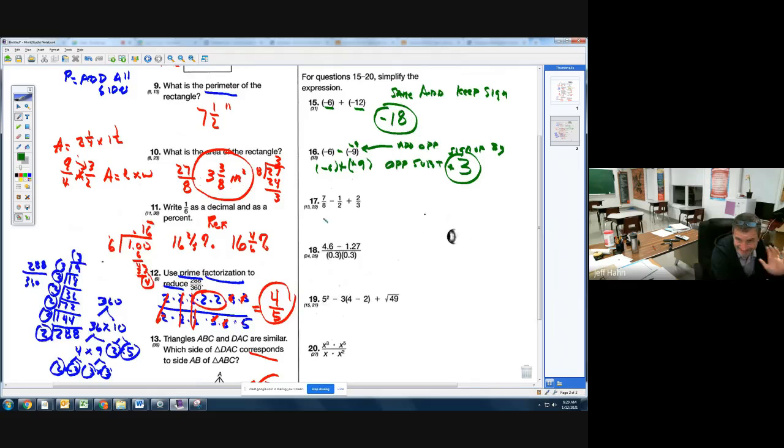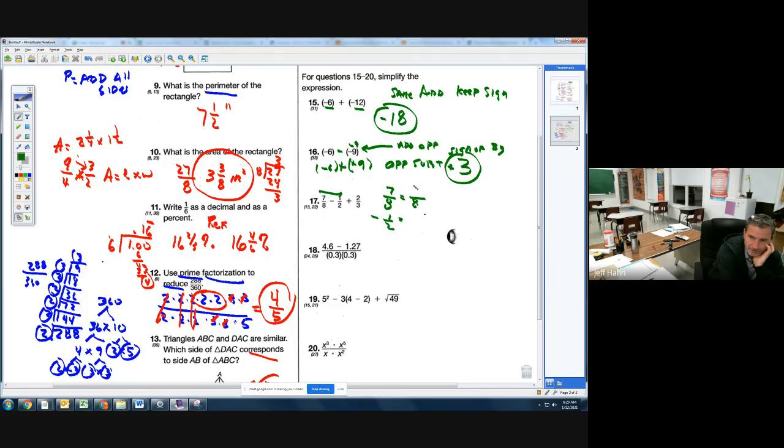Problem number 17. Adding and subtracting fractions. Remember, in order of operations, adding and subtracting fall on the same level, so you do it from left to right. So I must do this first. I have to take 7/8 and I have to subtract a half from it.